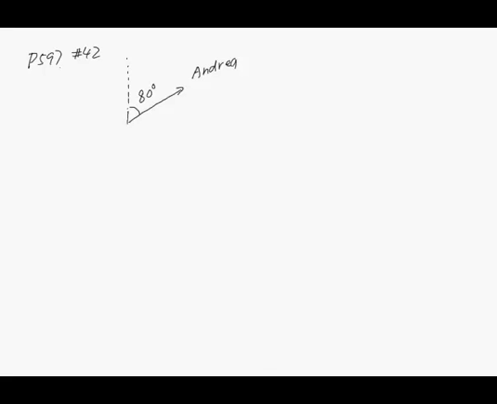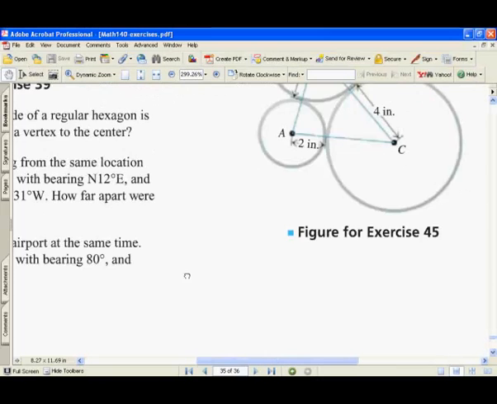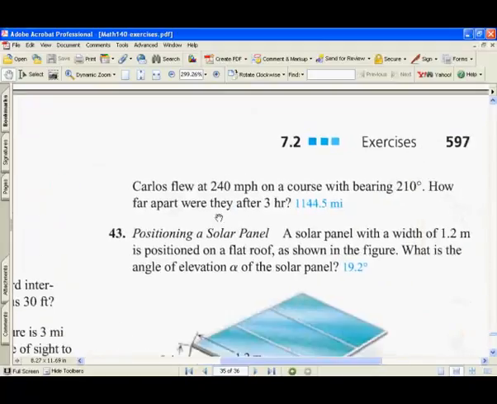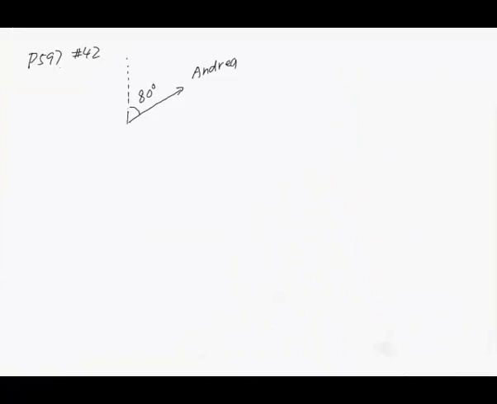Let's continue to read the problem. And Carlos flew at 240 miles per hour on a course with the bearing 210 degrees. Then, how far apart were they after 3 hours? So, the bearing for Carlos' course is 210 degrees.